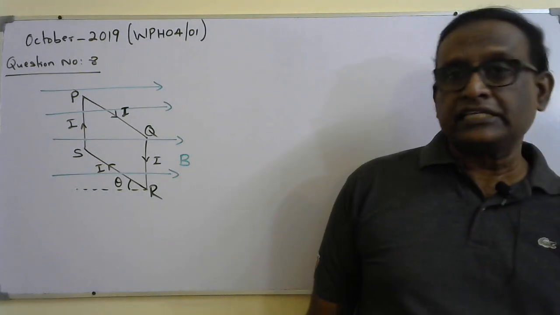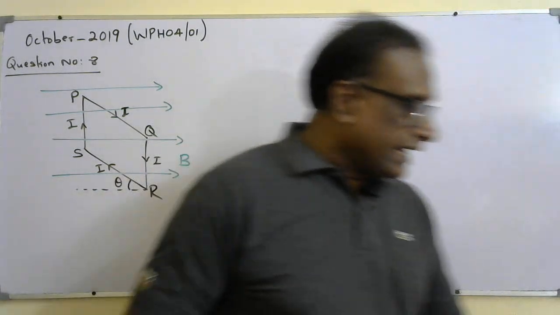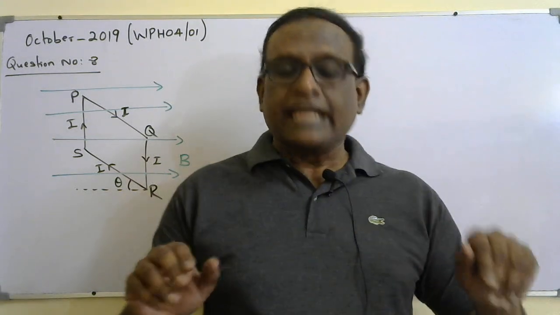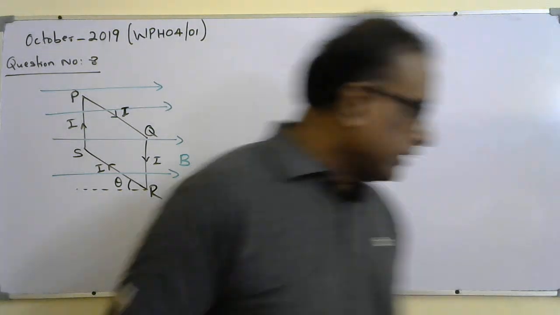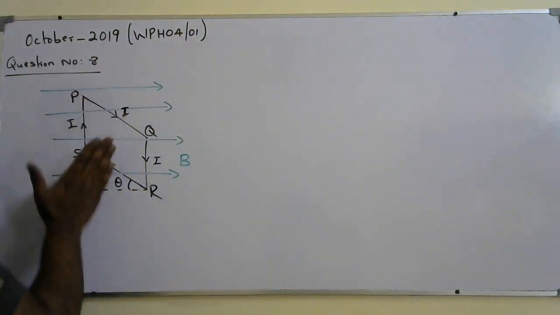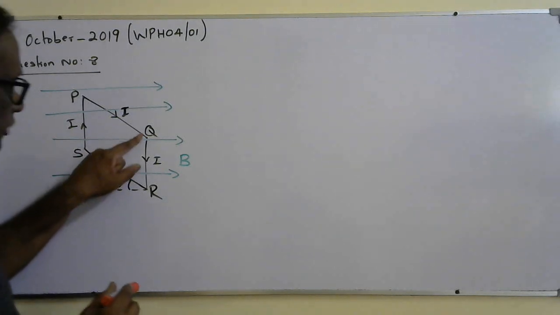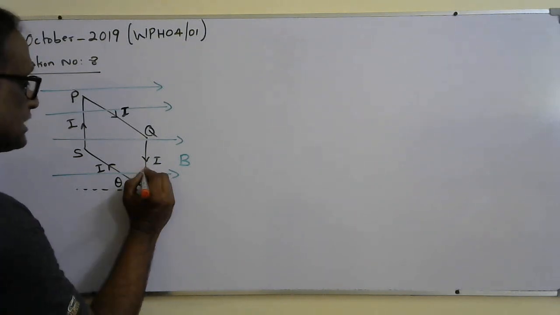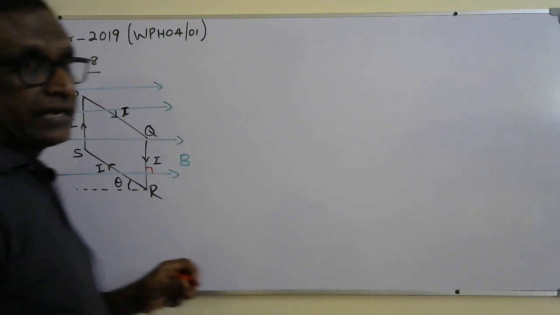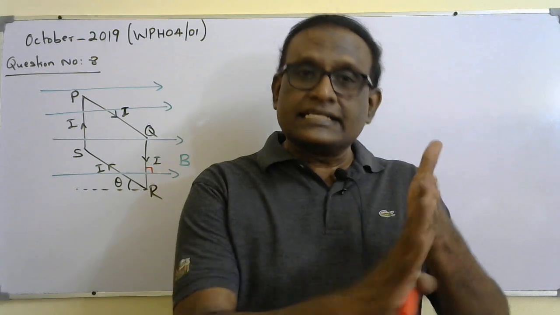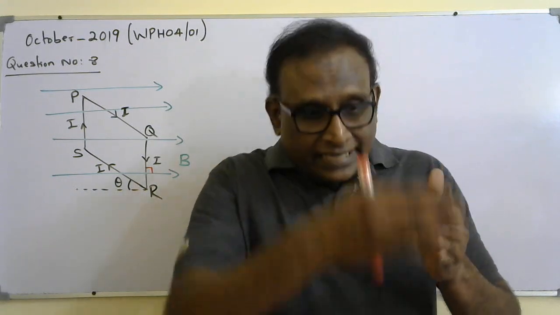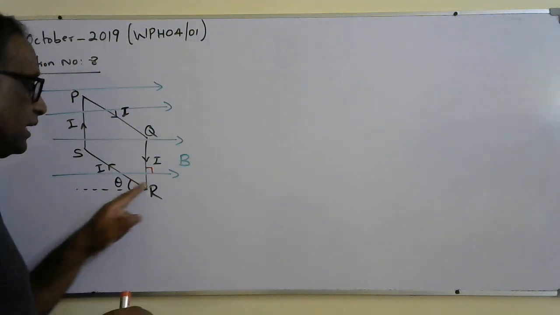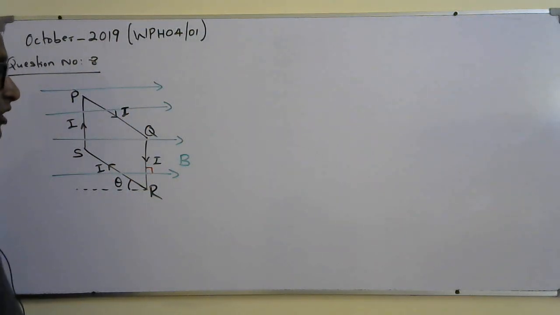Okay, so here students get confused. The plane is at an angle theta to the magnetic field, but even if the plane is at an angle theta to the field lines, when you think only of this side, the side QR, that is perpendicular to the direction of the magnetic field. Only the plane is at an angle theta, but the edge of that coil, that is QR, is perpendicular to the direction of the magnetic field.